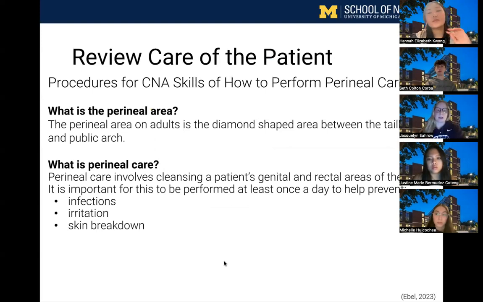Okay, so next we will cover the details on perineal care and why it is important. The perineal area is the diamond-shaped area between the tailbone and pubic arch. For people with female anatomy, this area consists of the vulva and anus. For people with male anatomy, this area consists of the penis, scrotum, and anus.